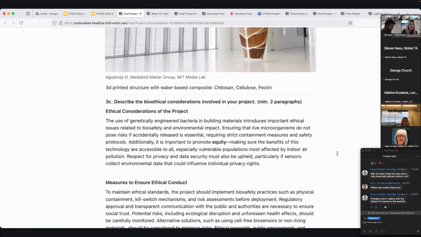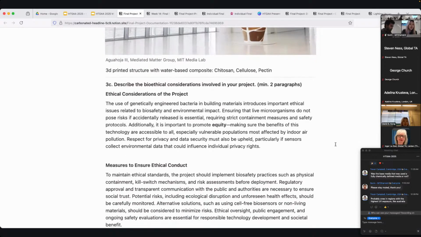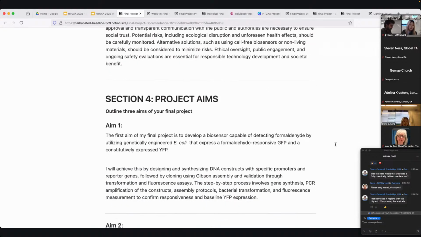And in terms of bioethical considerations, I think it's more about the biosafety and environmental impacts of using living microorganisms in domestic settings, and also the accessibility of that.